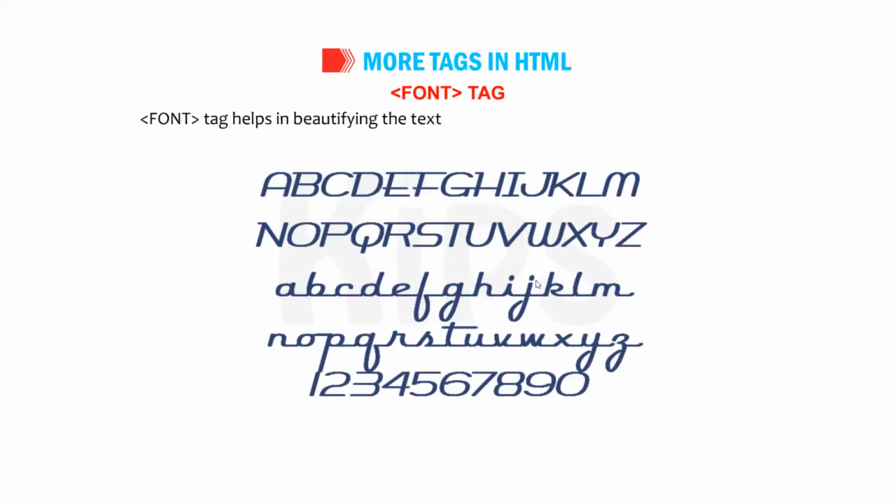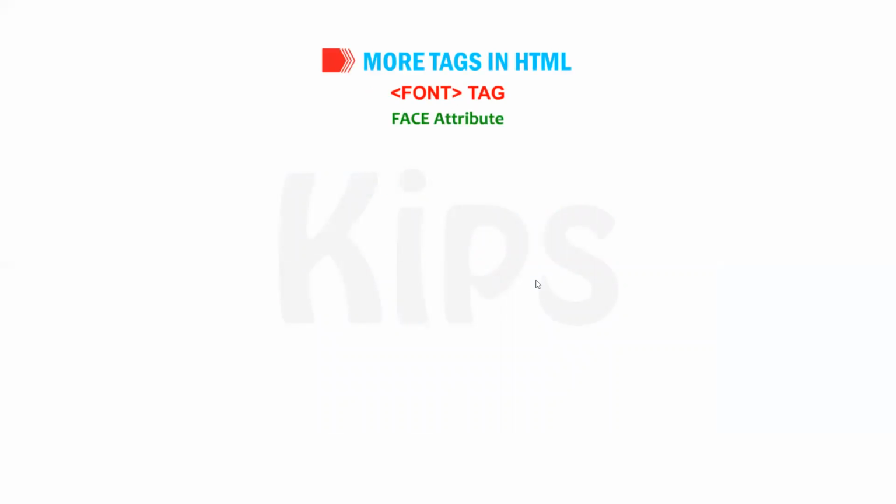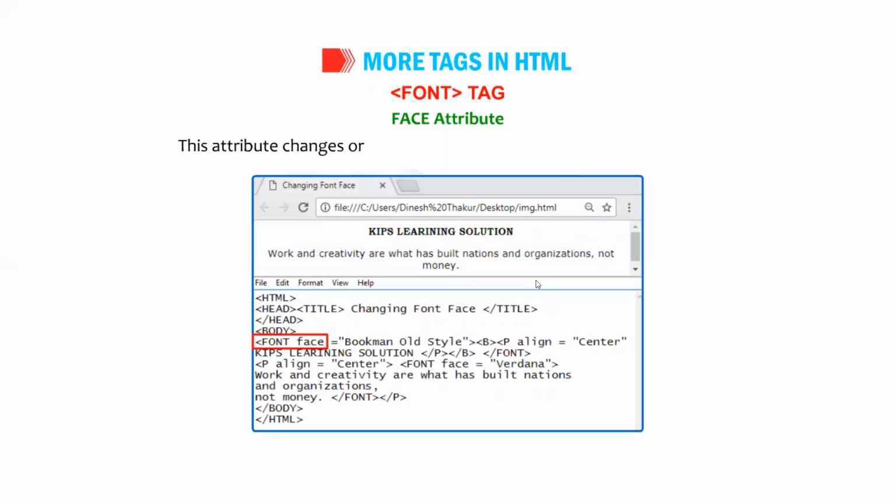Font tag. Font tag helps in beautifying the text and displaying it in a presentable manner. Its various attributes help in setting the type, size and color of the text. Let us discuss them. Face attribute. This attribute changes or sets the typeface of the font used for the text. Being a container tag, it is closed after its usage.